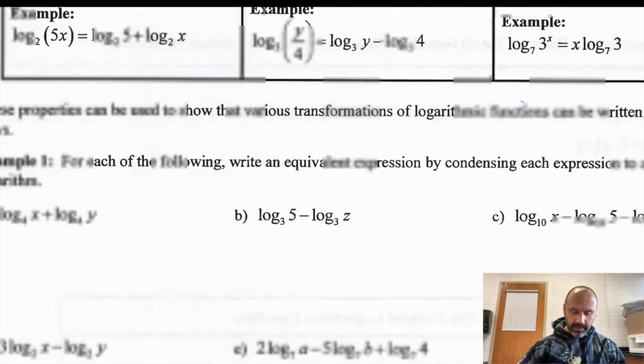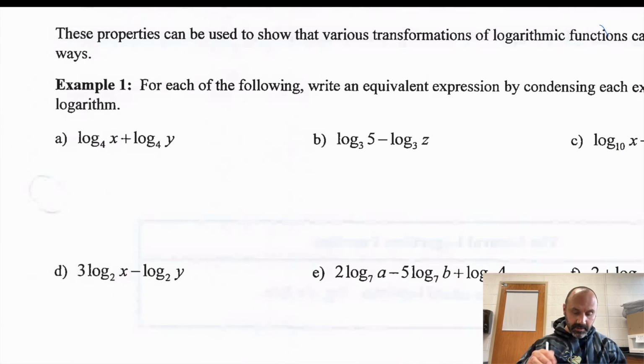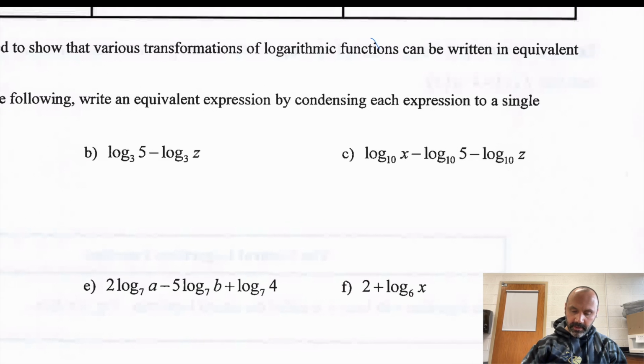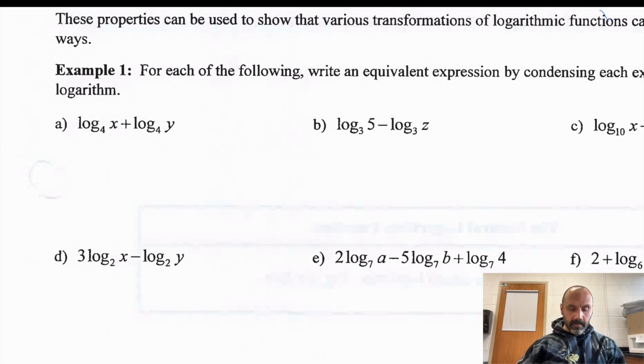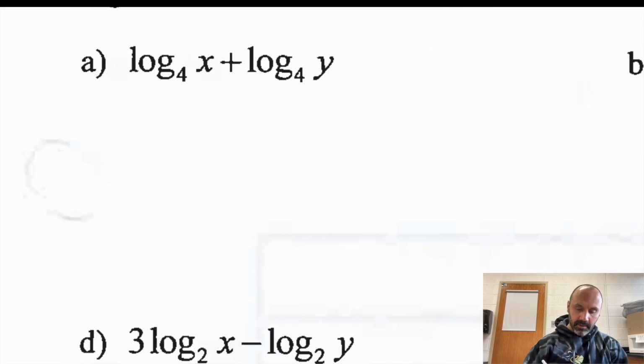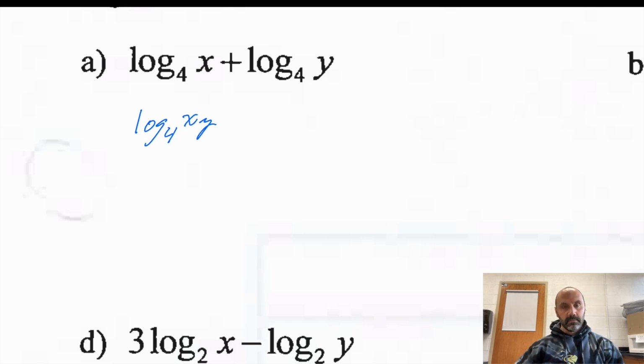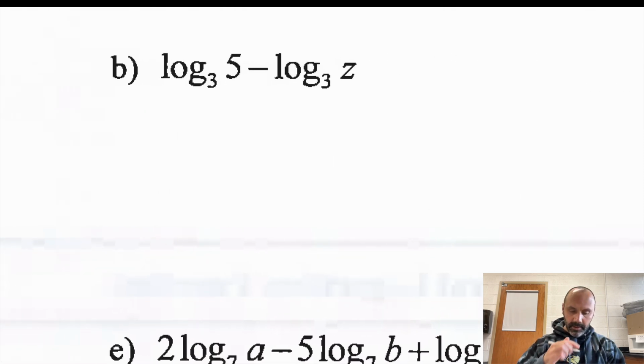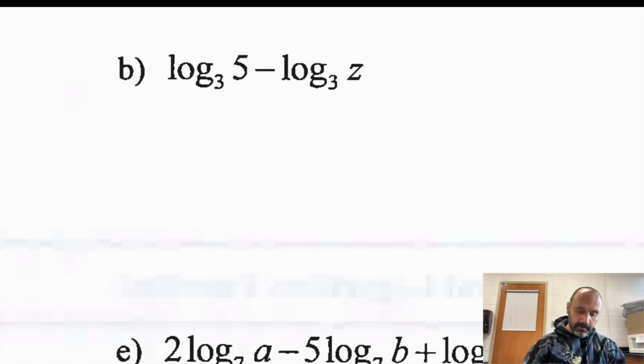But let's apply this and see how this works. We're going to write the equivalent expression by condensing each of these. So log base 4 of x plus log base 4 of y can be log base 4 of x times y. This is like what we just looked at. Very simple here. The division property: this becomes log base 3 of 5 divided by z.